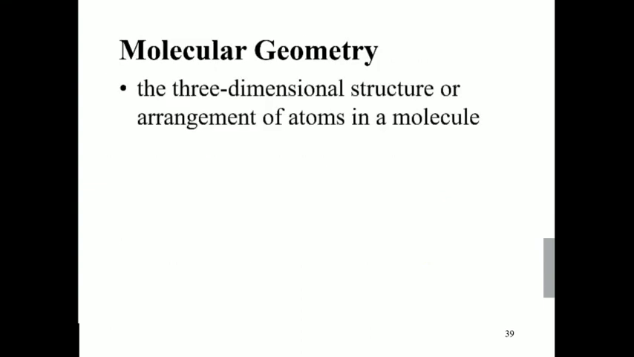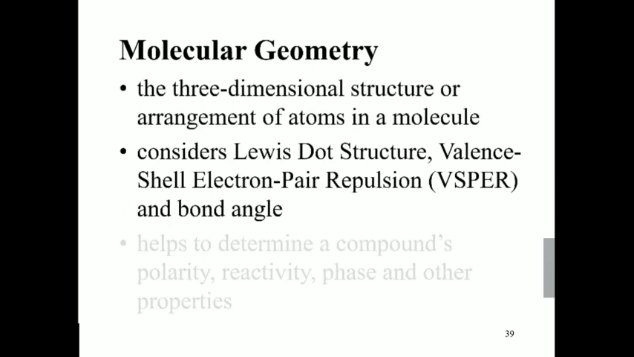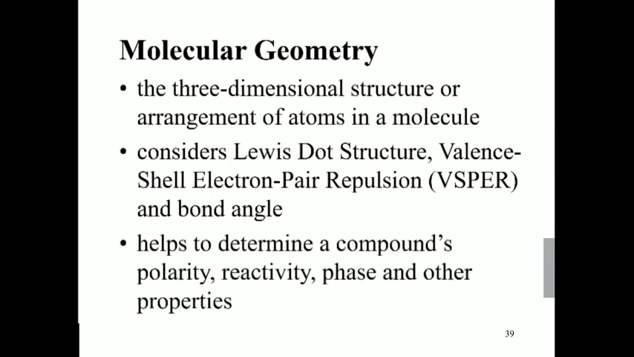Let's go to molecular geometry. Molecular geometry is the three-dimensional structure or arrangement of atoms in a molecule. This considers the Lewis dot structure, valence shell electron pair repulsion, VSEPR, and bond angle. It helps us determine a compound's polarity, reactivity, phase, or other properties.